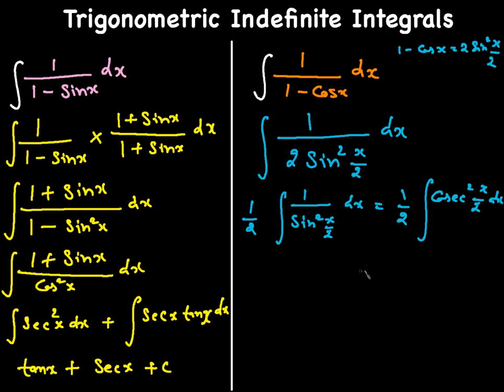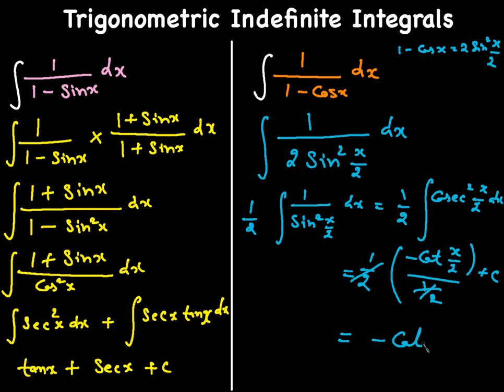All right, and we know the integration of cosecant square is, from the formulas, negative cotangent x over 2, and x over 2 gives me 1/2 on the bottom, and you all know why we got 1 over 2. Because we're going to write the derivative of this over here, plus c. So this 1/2 cancels out with this 1/2, so we're left with negative cotangent x over 2 plus the constant.